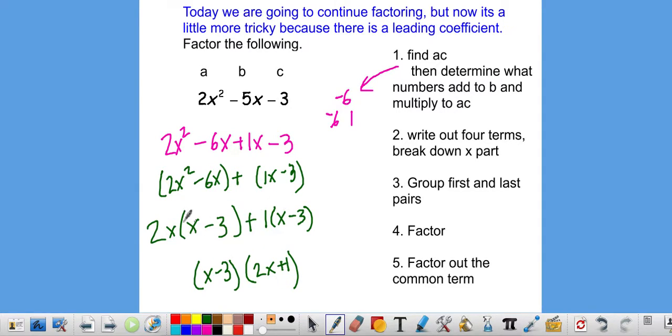Now, if you're a little confused on this step, what if instead of having x minus 3, I just had a y? What if this was 2xy plus 1y? My assumption would be most of us would understand we can factor out a y. And then we're left with 2x plus 1. This is the exact same thing, only instead of y, it's just x minus 3. And this is going to be our general process for all of these.